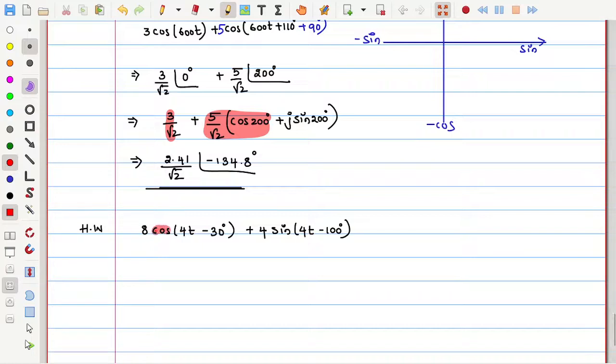So this is a cos, but this is a sine. So you need to change this. The first term will be as it is, so 8 cos 4t minus 30 degrees.